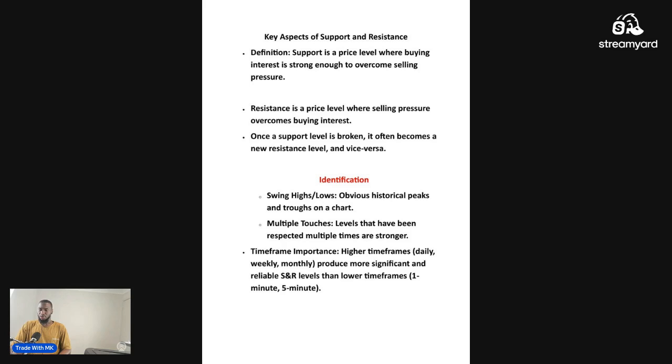Once a support level is broken, it often becomes a new resistance level and vice versa. So if we are at a support and the price breaks our support zone or area, then that area is now considered resistance. The same goes for resistance. If the price breaks our resistance level or zone, that is considered support.